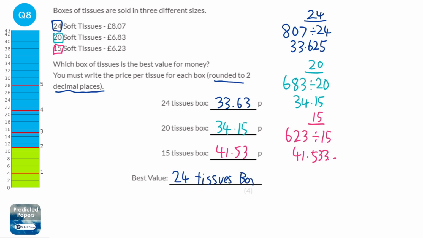Now, there's such a thing as buying in bulk. Generally, the more you buy of something, the cheaper it is. Don't rely on that, both in the GCSE exam and in real life. Sometimes in real life, if you buy more of an item, actually per tissue, it becomes more expensive, especially if there's a special offer on the smaller box.